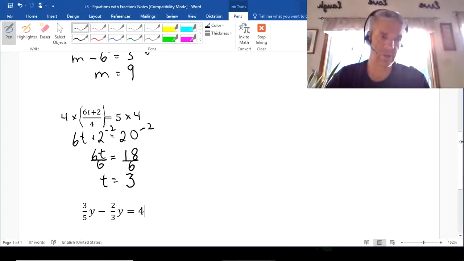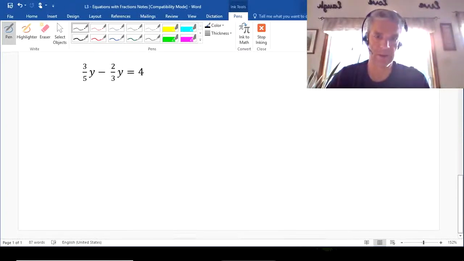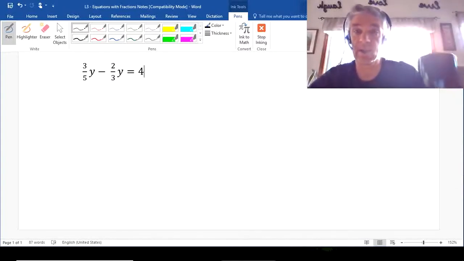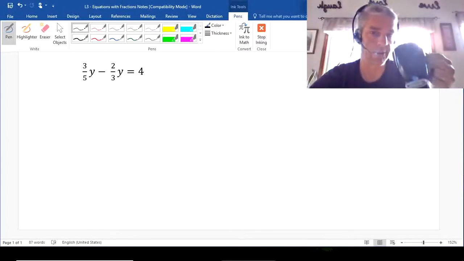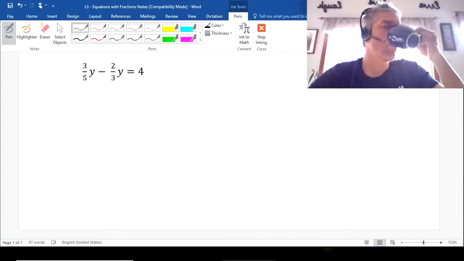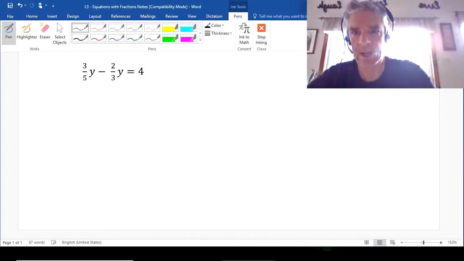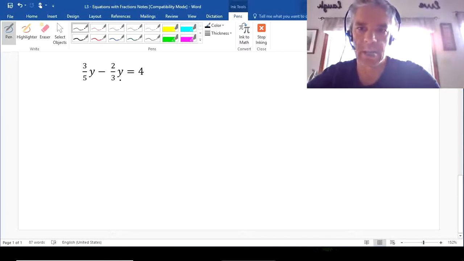And so we're going to go to the last one, which is by far the trickiest one. This has 2 fractions in it now, and they don't have the same denominator. So we see we have a 5 here on the denominator and we have a 3 here on the denominator. And so this creates a lot of, oh my gosh, what am I going to do?